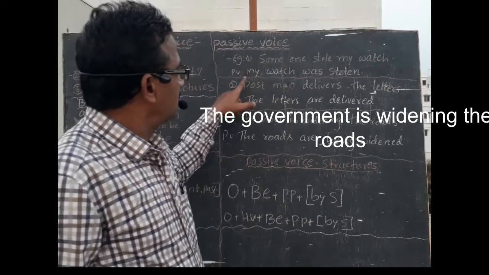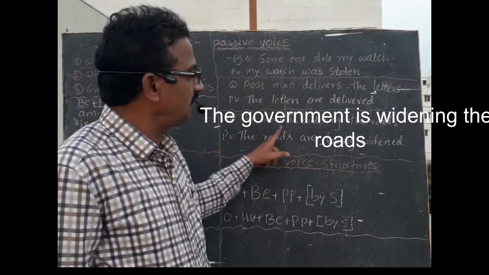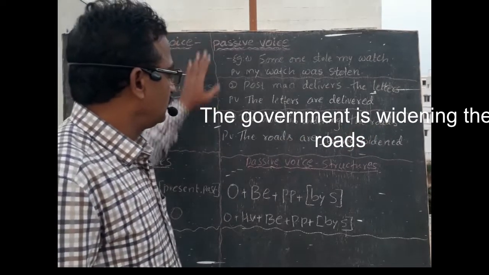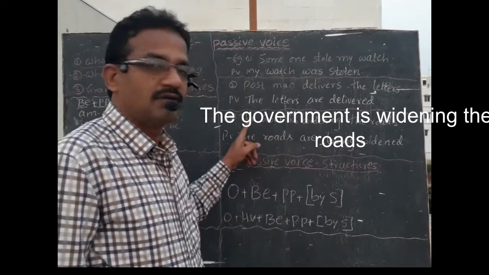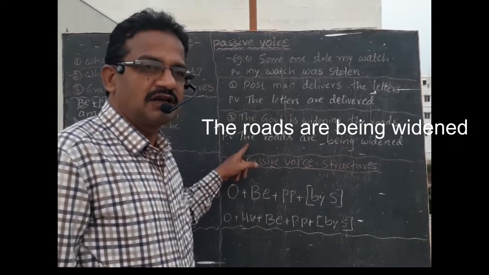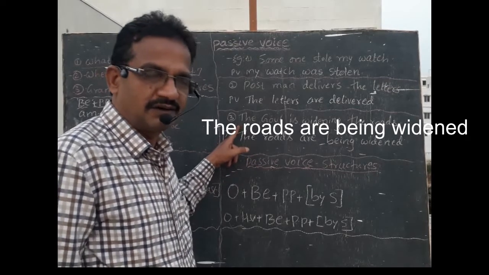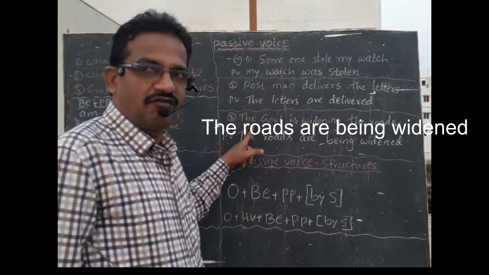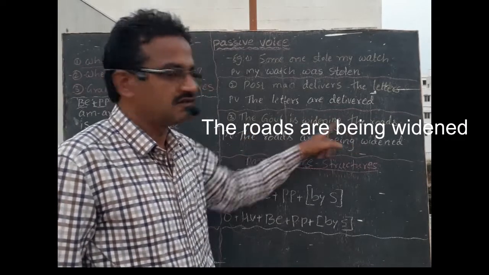In another example you can observe here, "The government is widening the roads." When you observe this sentence: "The roads are being widened." By whom? By the government. Because who widens the roads? Usually the government. So we need not mention the government here. Everybody knows the doer of this action. When everybody knows the doer of the action, you had better talk in passive voice.